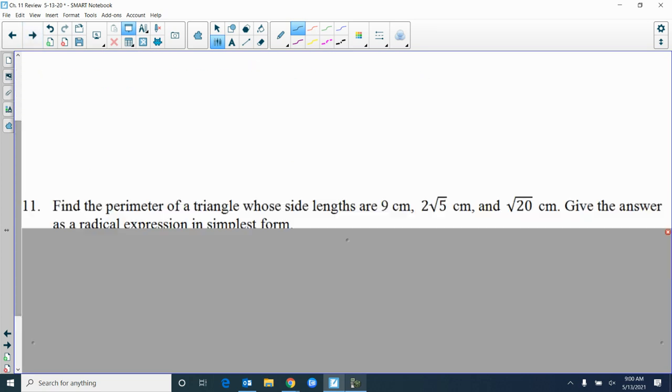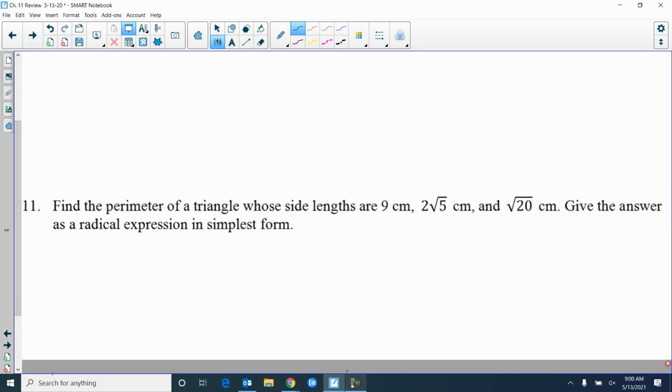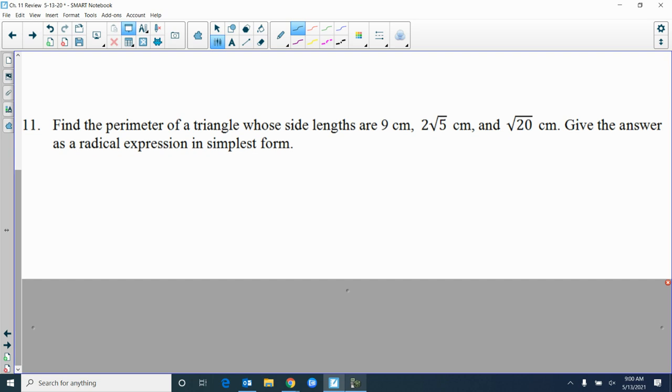10, we'll come back to that one. All right, 11. You don't need to write the whole thing out. Here's what you need to write out, though. It says find the perimeter, which means you're adding together the lengths. So you're going to take 9 plus 2 square root of 5 plus square root of 20. So do write that out.